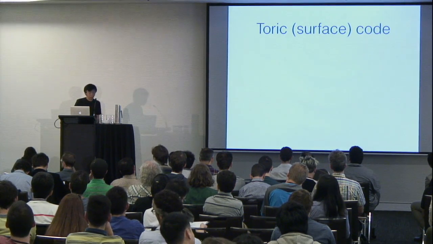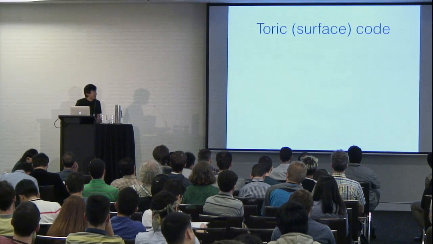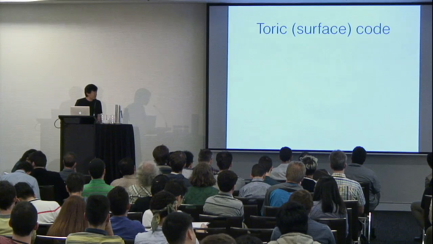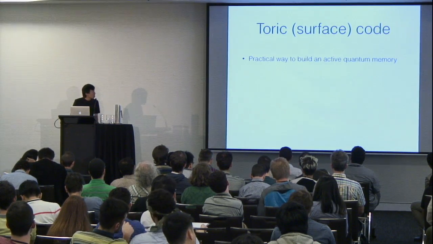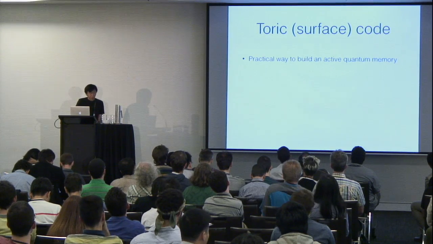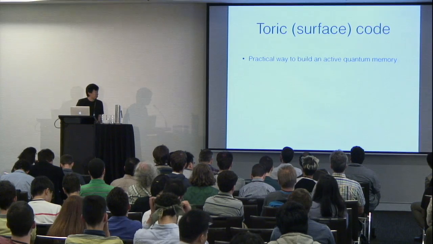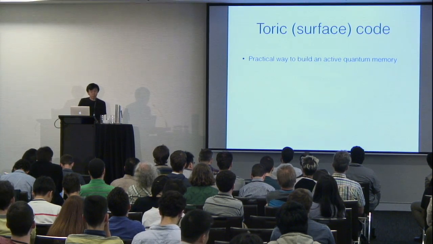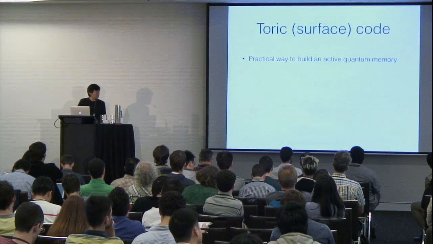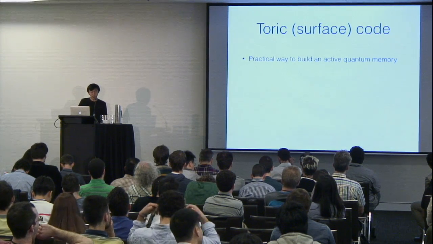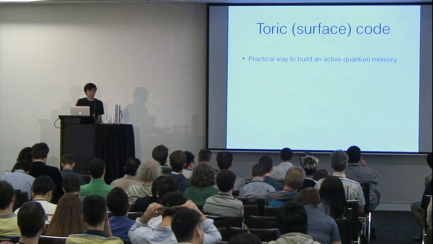Another thing from the Pauli stabilizer formalism I want to mention is the Toric code, or surface code, depending on what manifold you put it on. I think it's interesting because, first, it's a very practical way to actually build a quantum memory, because you can put the qubits on a 2-dimensional surface, and you only need to couple the qubits locally. And this is much easier for experimentalists to do, compared to general quantum codes.